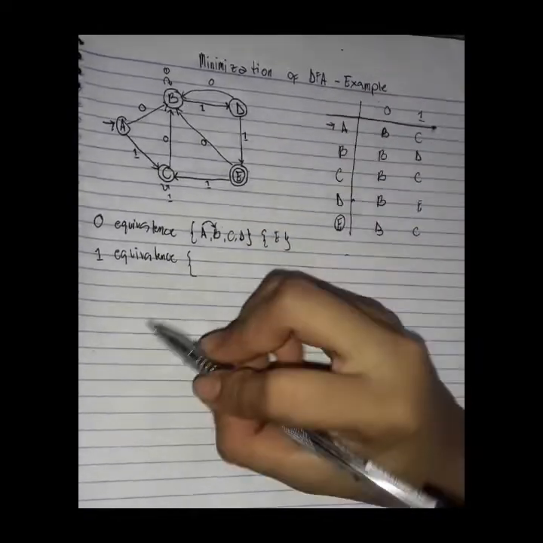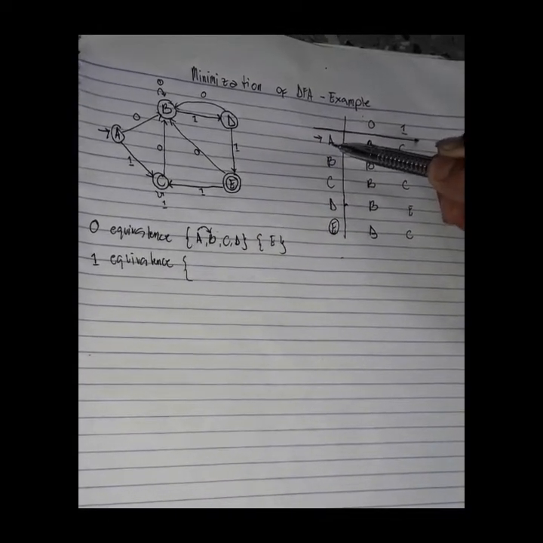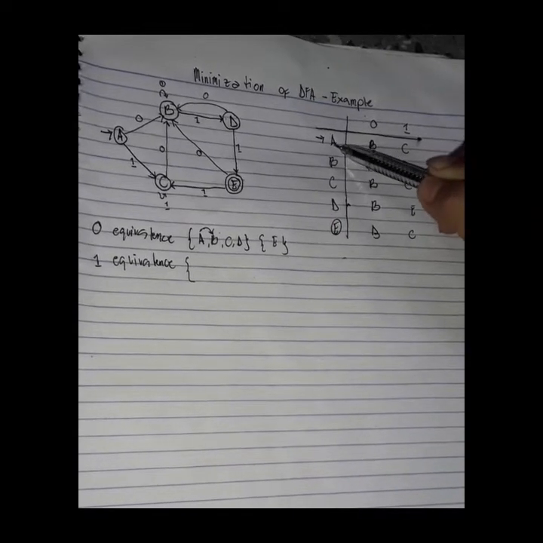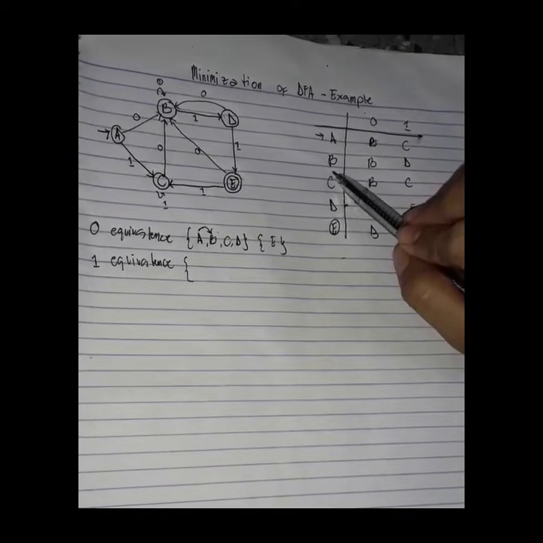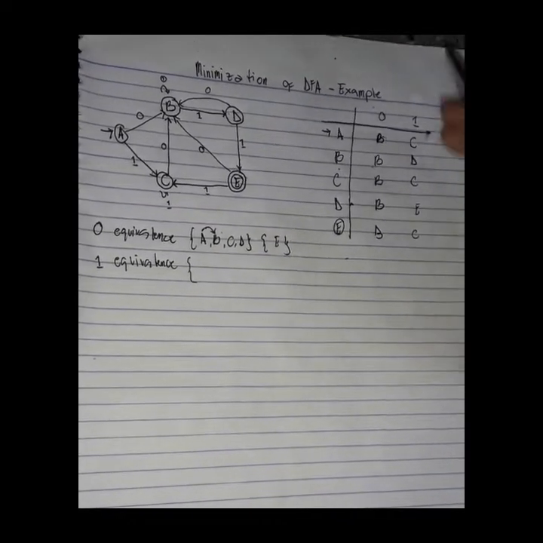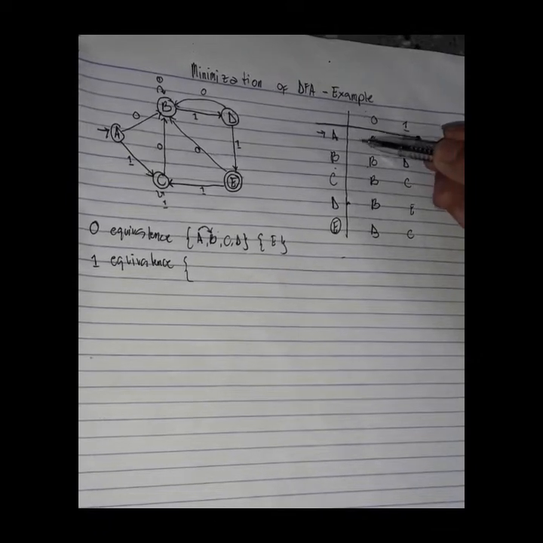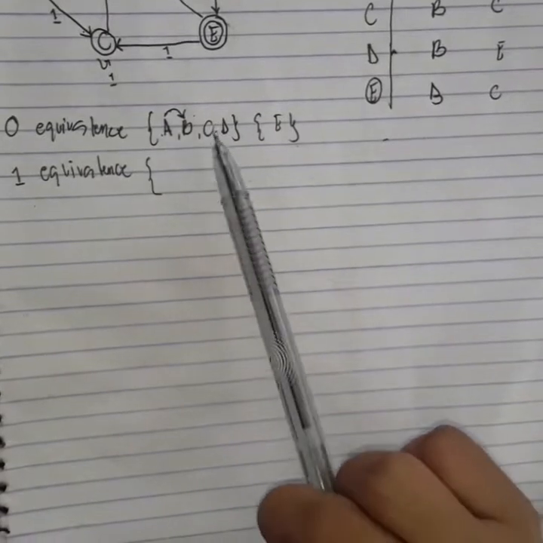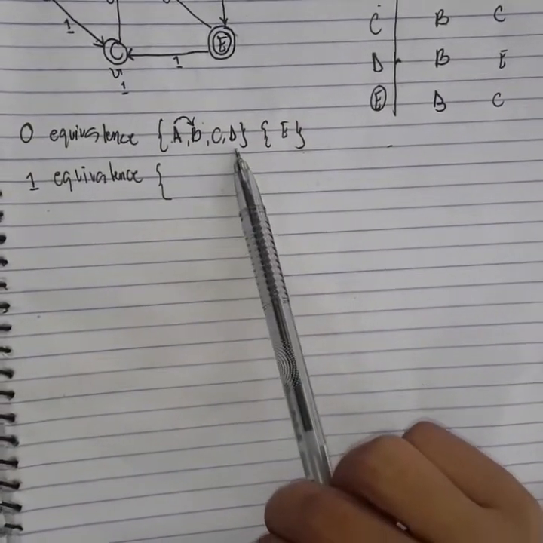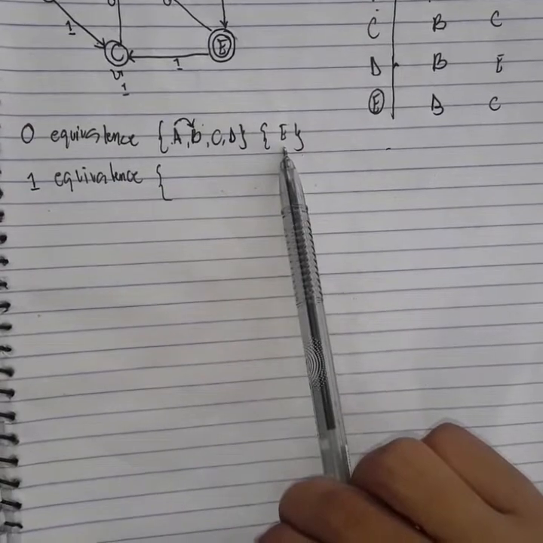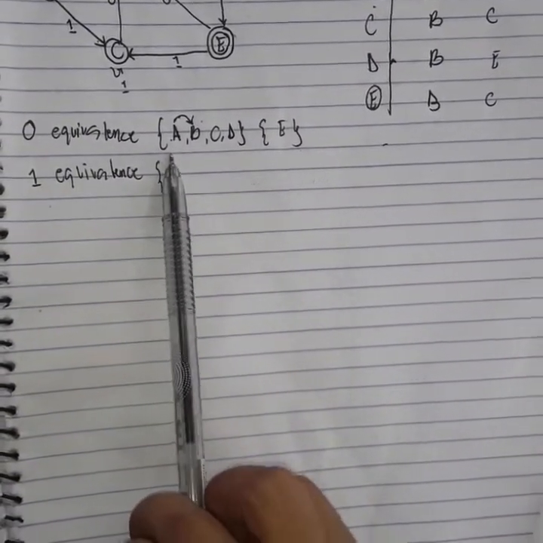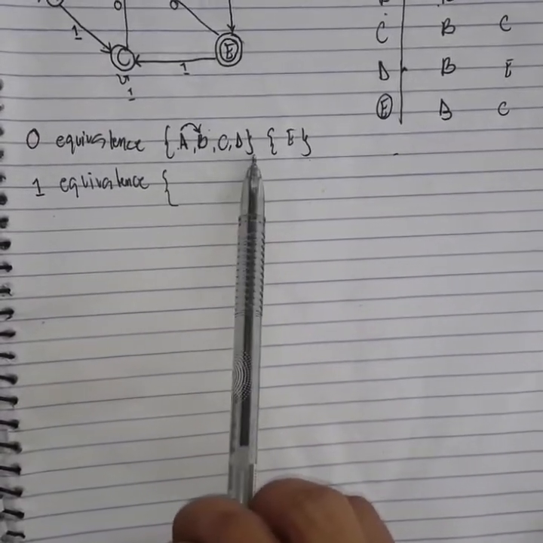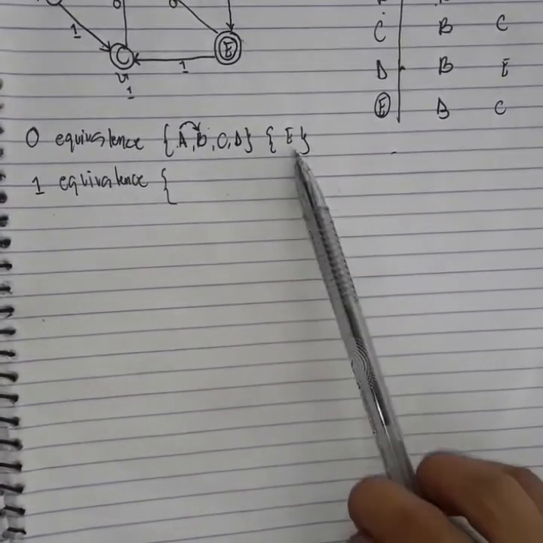So the 0 input of A goes to B, and the 0 input of B goes to B. Okay. Here are my non-final set, A, B, C, and D, and my final state is E. You just need to write the non-final states in one set like this, and the final state as another set.